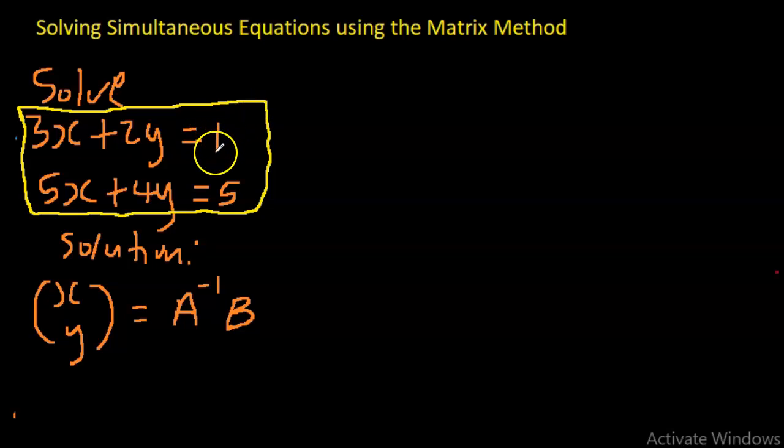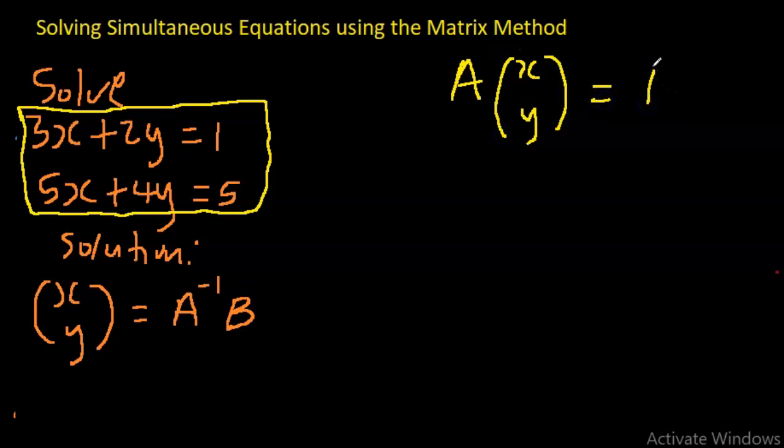Good. Now, we have a solution here, a formula here: xy is equal to A inverse B. Alright, so we set it up like this. So A, xy. I just want to show you where this formula comes from. A, xy equal to B. What is A? What is B? A represents the coefficients here.